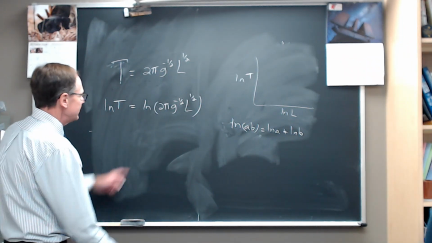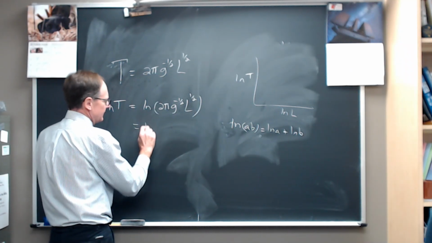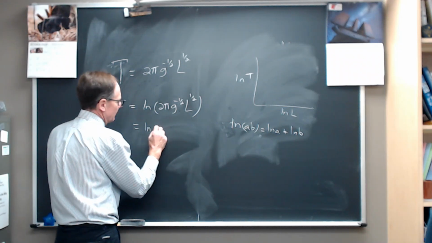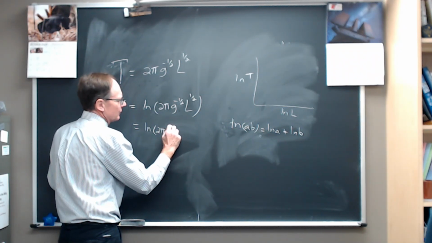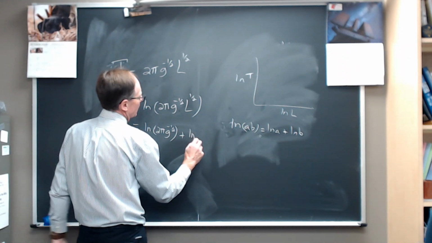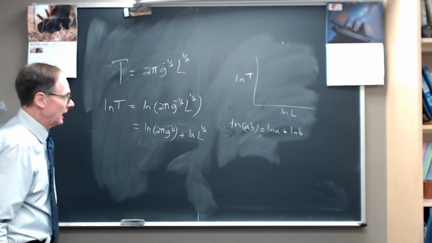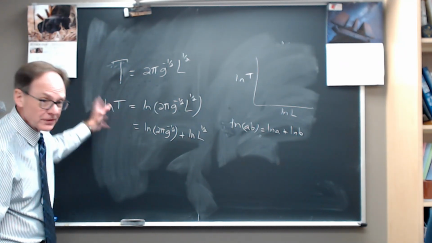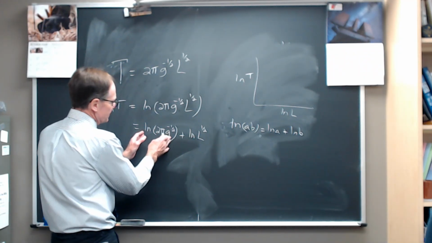And so we can say this is a and this is b. So we can write this as the natural log, or the log, whatever, base 10 log, it doesn't matter what log you're using, of 2π g to the minus 1/2, all the constants that are out there, plus the log of the length of the string, which you varied in this experiment, to the 1/2 power. This is our theoretical expectation, right? And so now we have a term that's all constants.